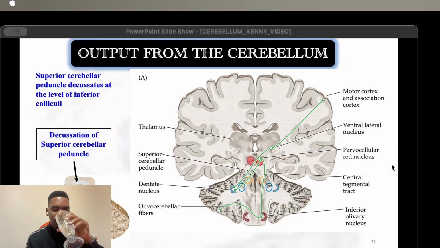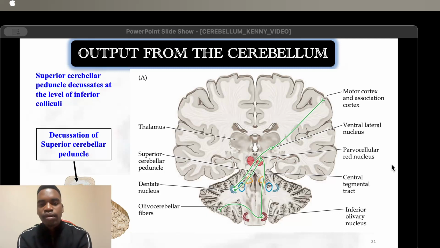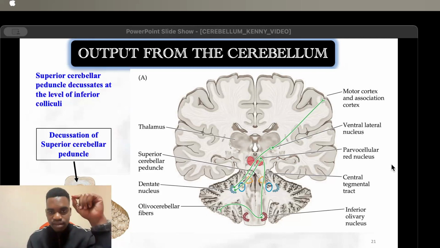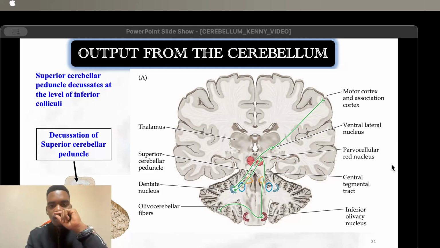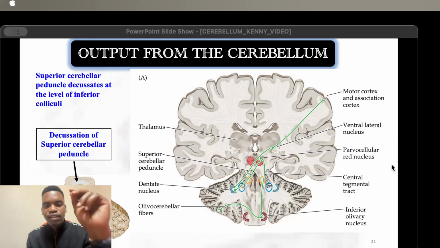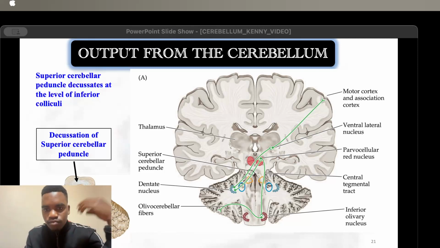So now we've already seen that most of the output will use the superior cerebellar peduncle to leave the cerebellar system. But it is broken down into specific pathways, but they all have something in common.